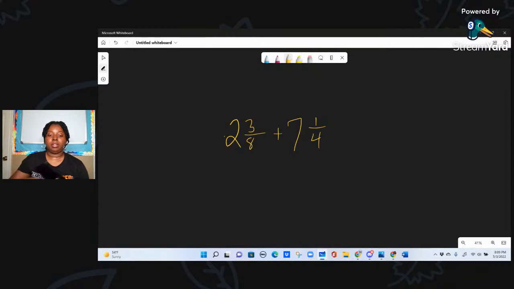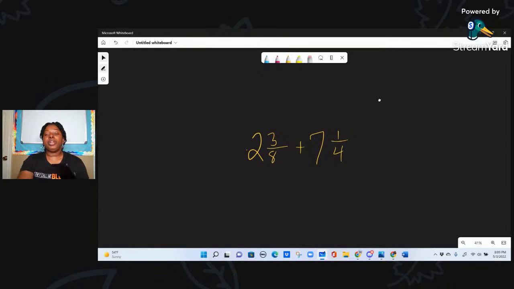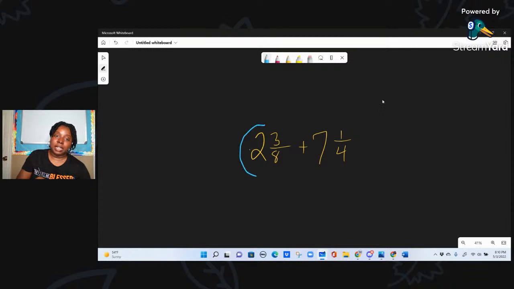All right, so we're going to do adding mixed numbers. Okay, so we have 2 3/8 plus 7 1/4. Okay, so 2 3/8 plus 7 1/4. So we're going to do the same thing, but first we need to make it so that this 2 3/8 just has a numerator and denominator. Okay, we want to get rid of this whole number.